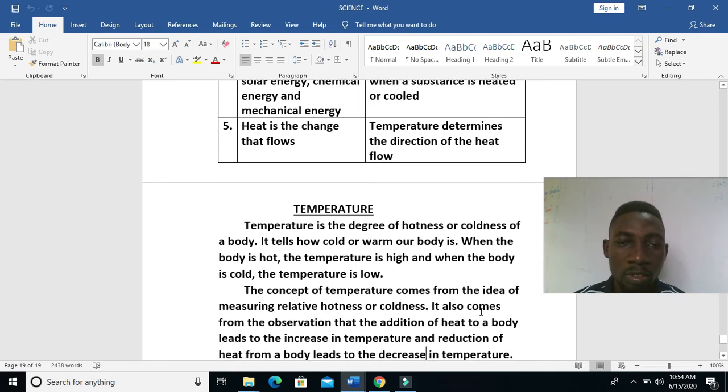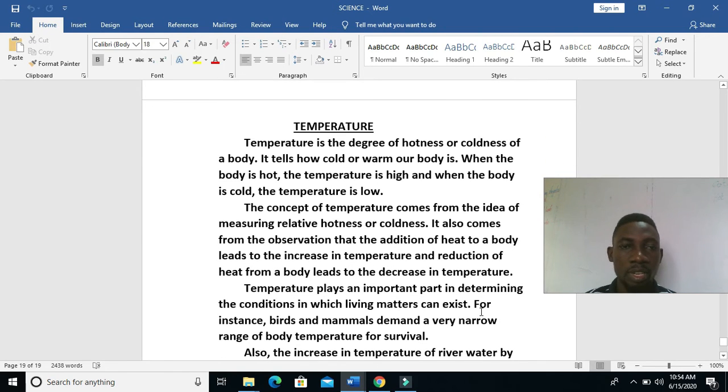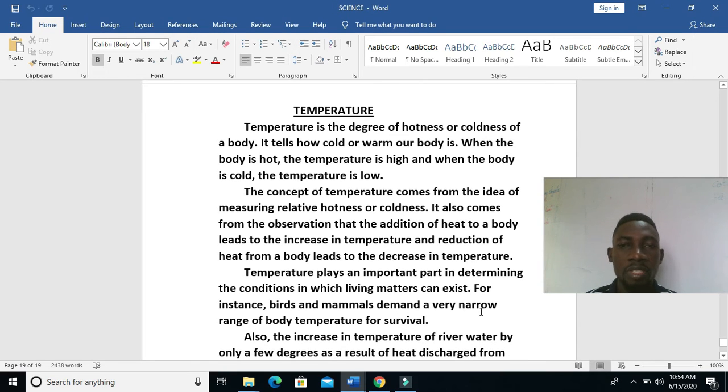So like I said, we're going to look at temperature today. Then we'll look at the different kinds of thermometer in our next class. That's the concluding part of the topic. Temperature is the degree of hotness or coldness of a body. We have mentioned that. It tells how cold or warm our body is. Okay? When the body is hot, the temperature is very high. And when the body is cold, the temperature is low. Take note of that. When your body is hot or warm, the temperature is high. But when the body is cold, the temperature is low, it has dropped.